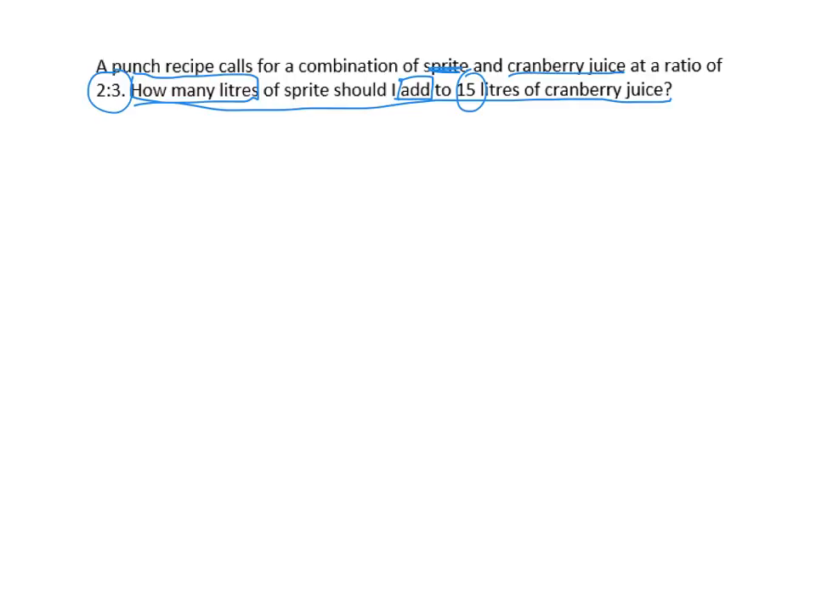That means that Sprite is going to be the first term in my ratio, and cranberry is going to be the second term in my ratio. I could write it like this, so Sprite to cranberry. Okay, and I can recognize that 2 is going to be Sprite and 3 is going to be cranberry. Okay, so I should write this out then.